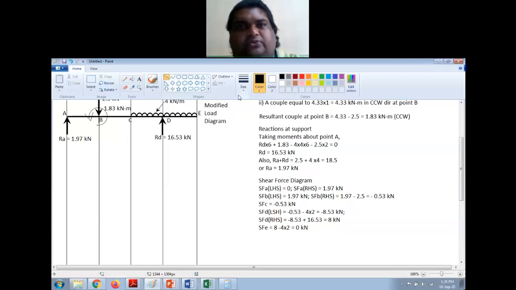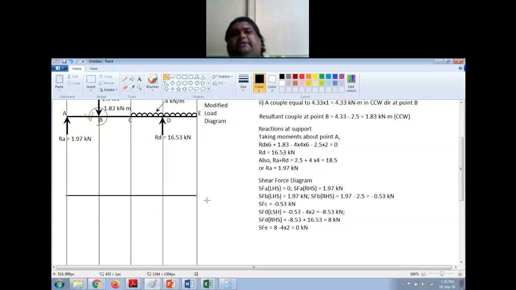Now we have to draw the shear force diagram. First let me draw a horizontal line. This is representing the zero shear force value. The maximum value here is 8.53 on the negative side and positive is 8. So let me start from here. This is 0. At point A I have two values. It is increasing from 0 to 1.97. I'm assuming this is 1.97.